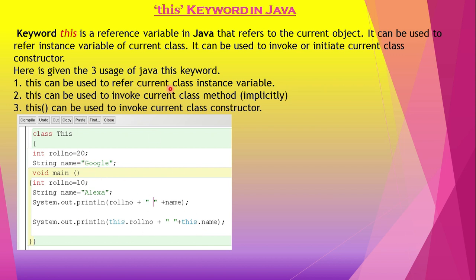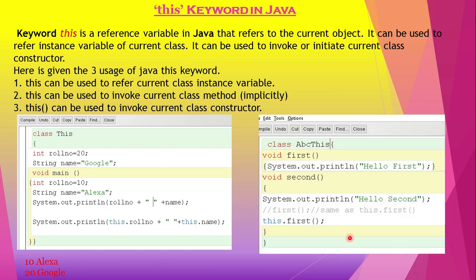Used to refer to the current class instance variable. So in order to differentiate between local variable and instance variable, what can be used? The this keyword can be used. That is the first use. Local variables are given importance first. So when you write this one, only the local variable will be printed. I wanted to access this one, then this dot that particular variable, and this dot the next variable. See the next one. 10 Alexa, 20 Google.